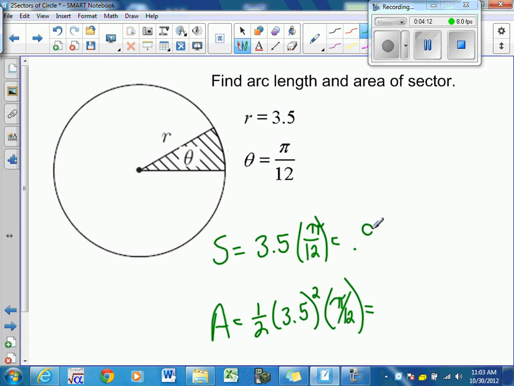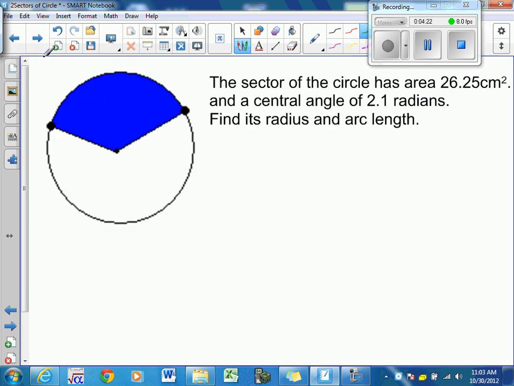Let's change it up a little bit. The sector of a circle has an area of 26.25 and a central angle of 2.1 radians. Find the radius and the arc length. Well, we know this central angle here is 2.1. Not sure why I just wrote 2.6. We know it's 2.1. And we know our area is 26.25.